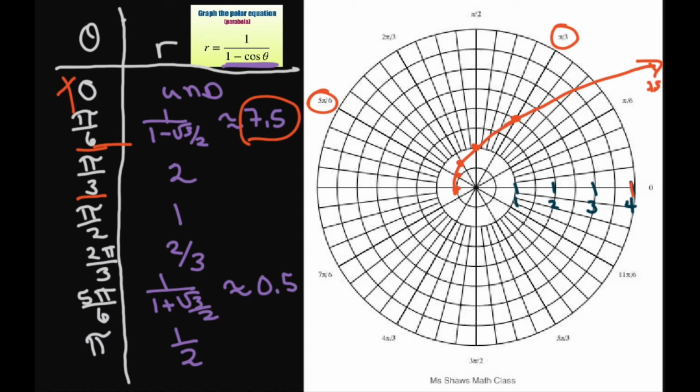Now, to do the other ones, 7 pi over 6 matches up to pi divided by 6, and 5 pi divided by 3 matches up to this one, so that's going to be at 2. Let's just get some in. 1, 2 goes out here. And then let's do one more.